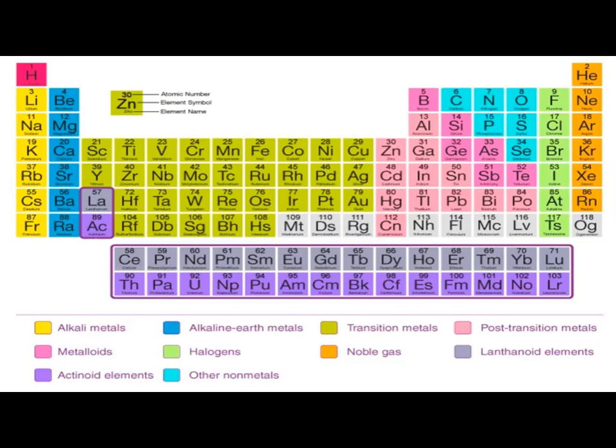And the inner transition elements, which are the d and f block elements, do not find a place in the main body of the table, so they are placed separately at the bottom, below the periodic table.